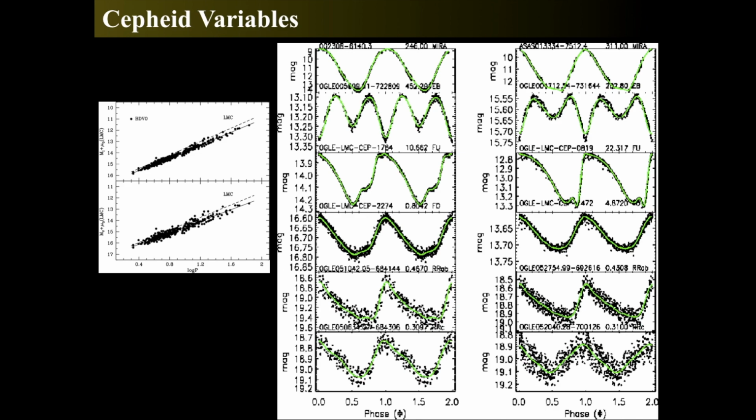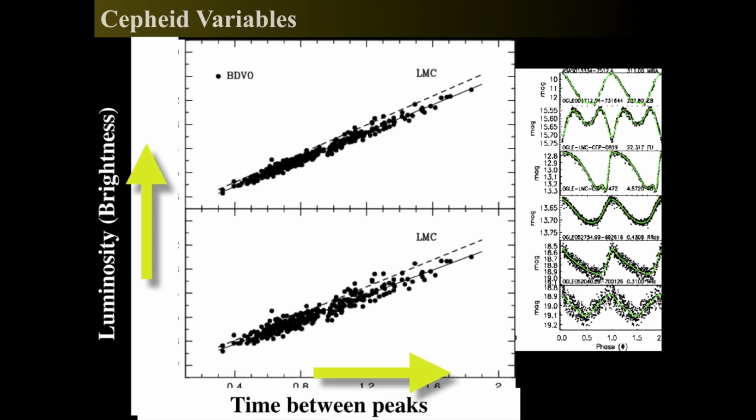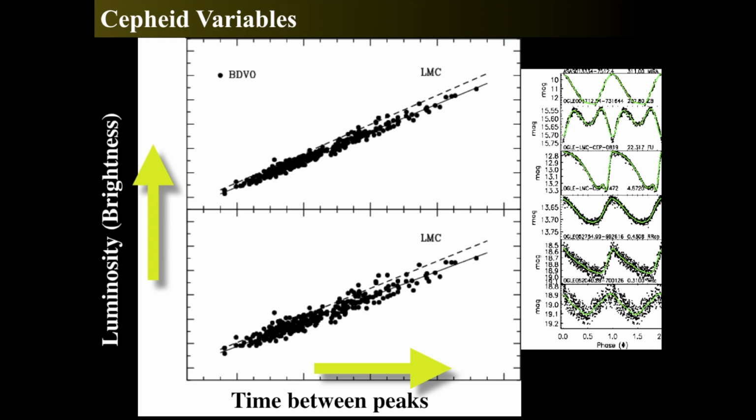This is from the OGLE group. And we can see that Leavitt's relationship that she saw, actually in the Large Magellanic Cloud, or LMC, is that the longer the time between the peaks of the variation, the brighter they are at the peak. So this is the relationship that Henrietta Leavitt found and that was used to try to get the distances to the Large Magellanic Cloud and thus further as well.